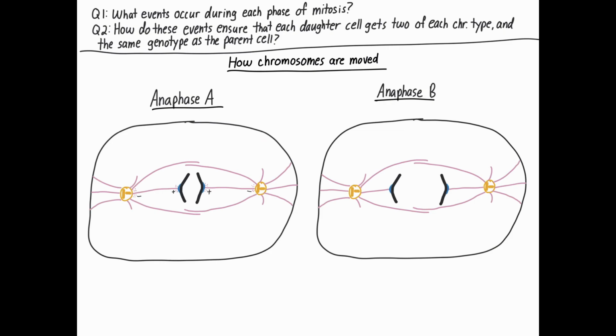Anaphase has two parts, anaphase A and anaphase B. Here we will just follow the movement of the two chromatids of one chromosome. The forces that move the chromosome are different in each part.